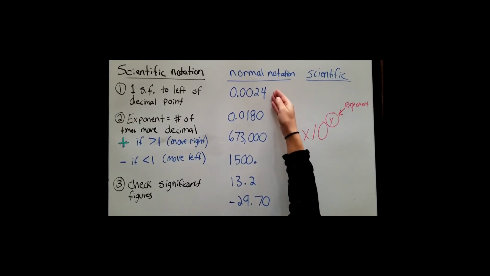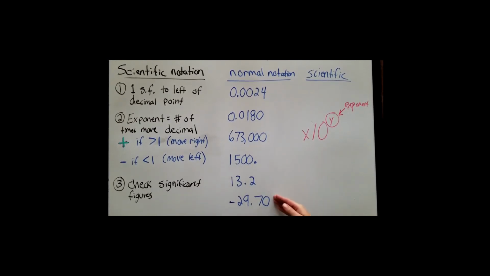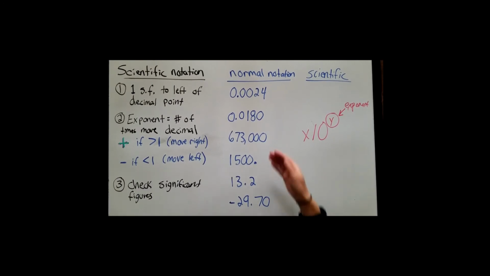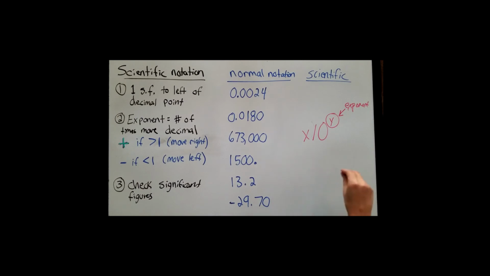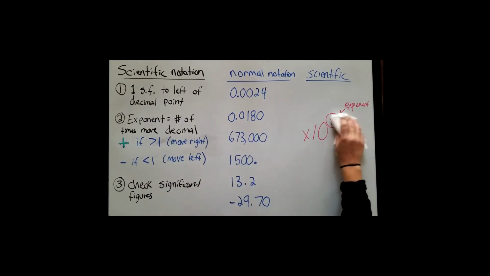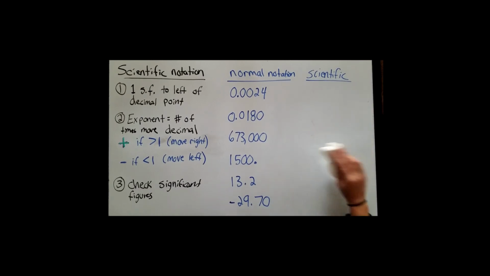So what I have here is a list of numbers written in normal notation. By normal notation, what I mean is how we write numbers usually on a day-to-day basis, because we usually write decimal points, commas for big numbers, and so forth. So we're going to transform these numbers from normal notation into scientific notation using the rules over here. So let's look at the rules.